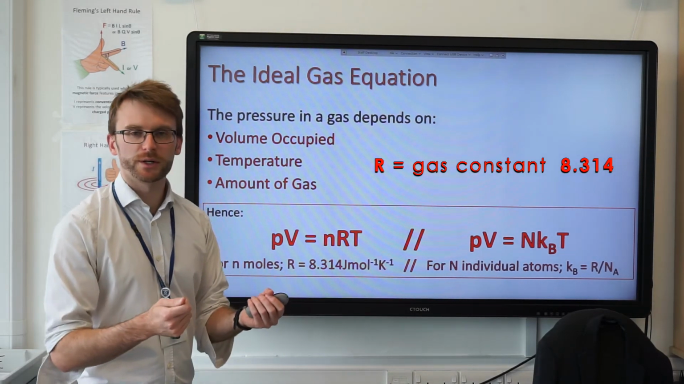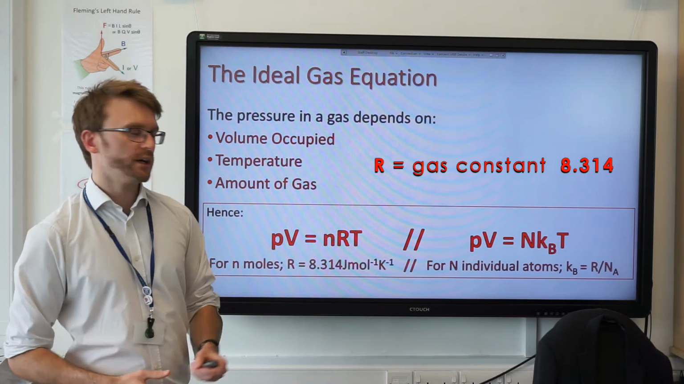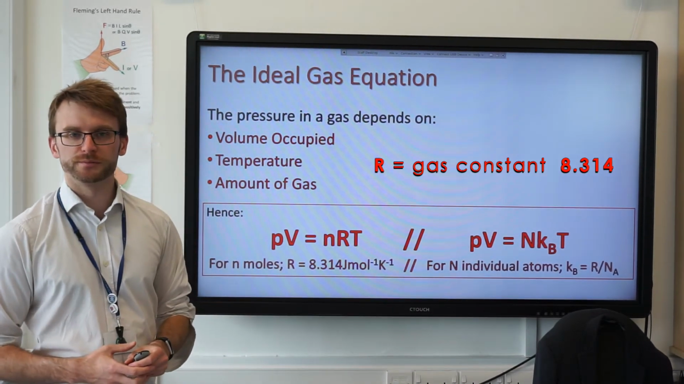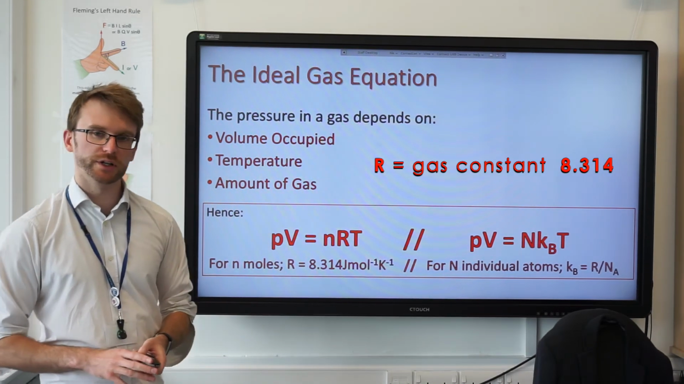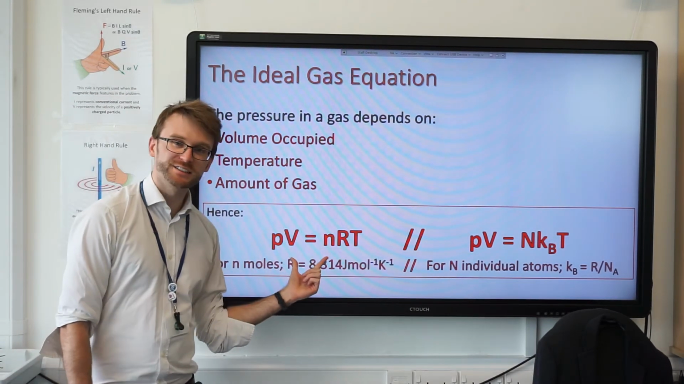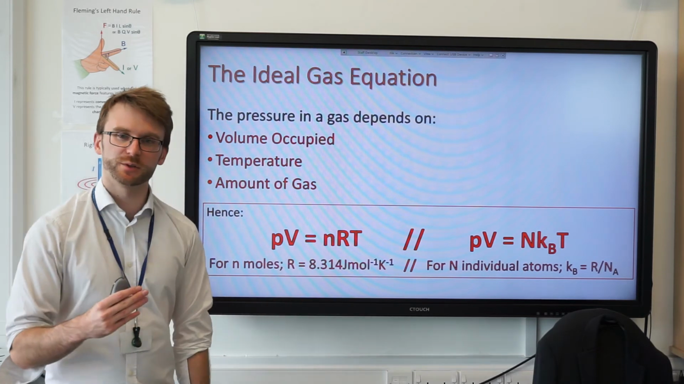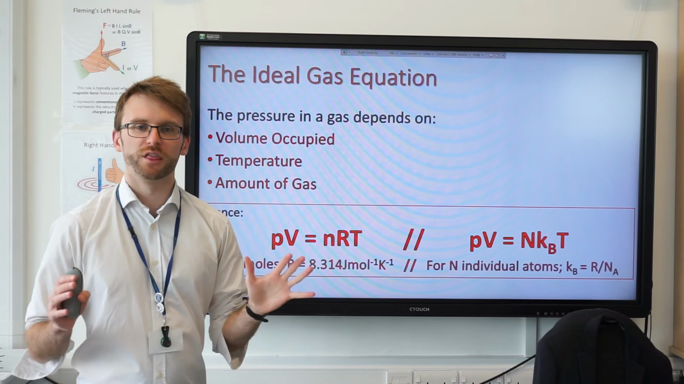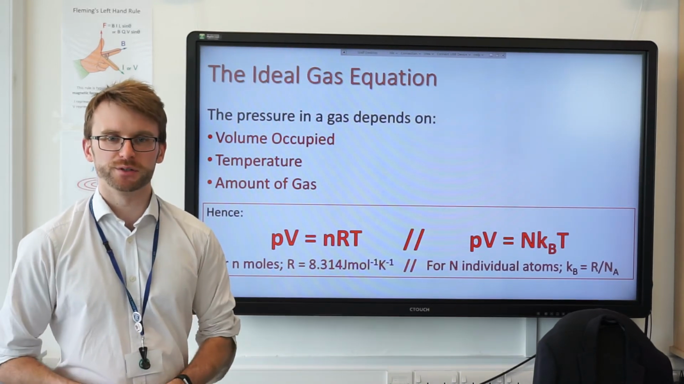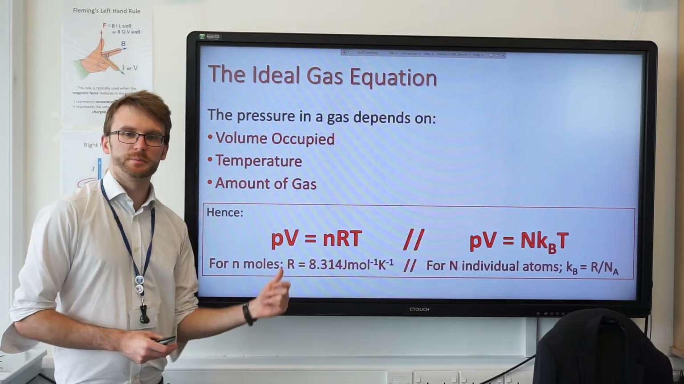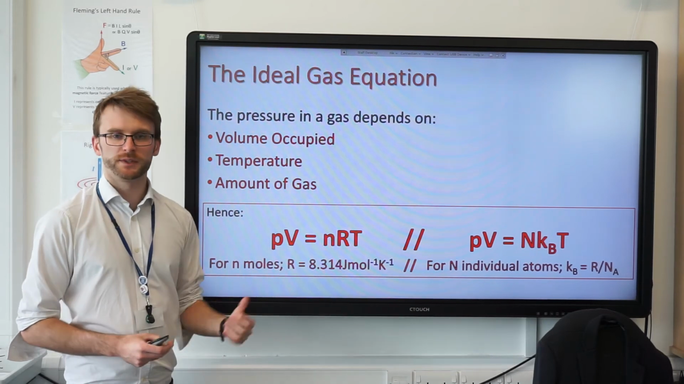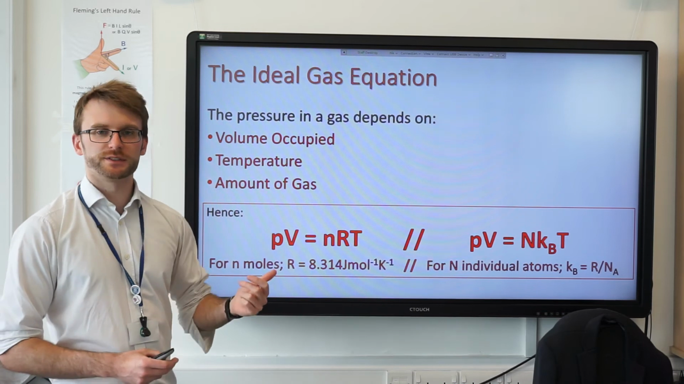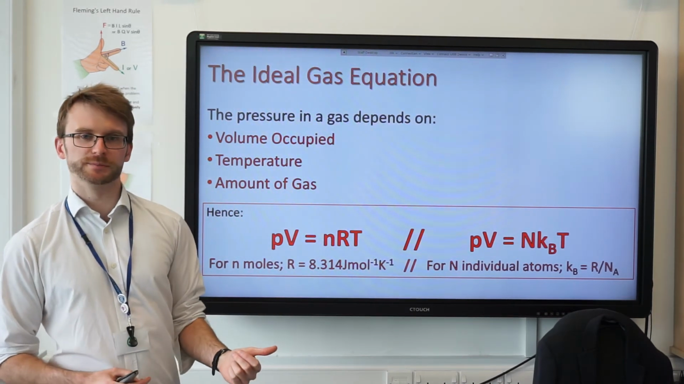It's in the front of your equation sheet, it's also on your calculator. R is just 8.314 joules per mole per Kelvin. This is probably one of my favourite equations in the whole of physics. I've used this equation all the time, and so will you. PV equals nRT, the pressure in the gas times the volume is equal to the number of moles times the gas constant times the absolute temperature in Kelvin.